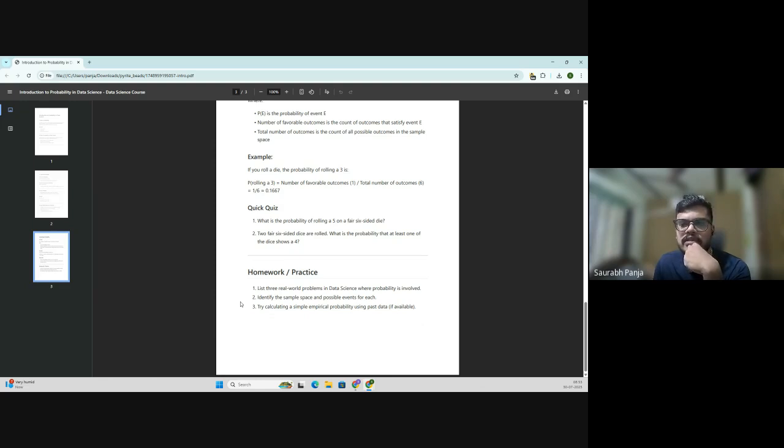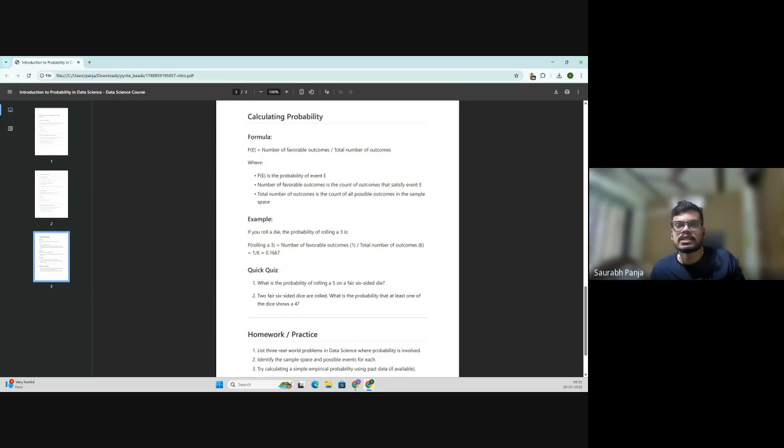Nishant, if you can think of any. It could be, I think we went through marketing campaigns, we went through spam detection. Fraud detection is one of the things where probability can be used. Yeah, we came up with three examples. Cool. Let's move to the next section.